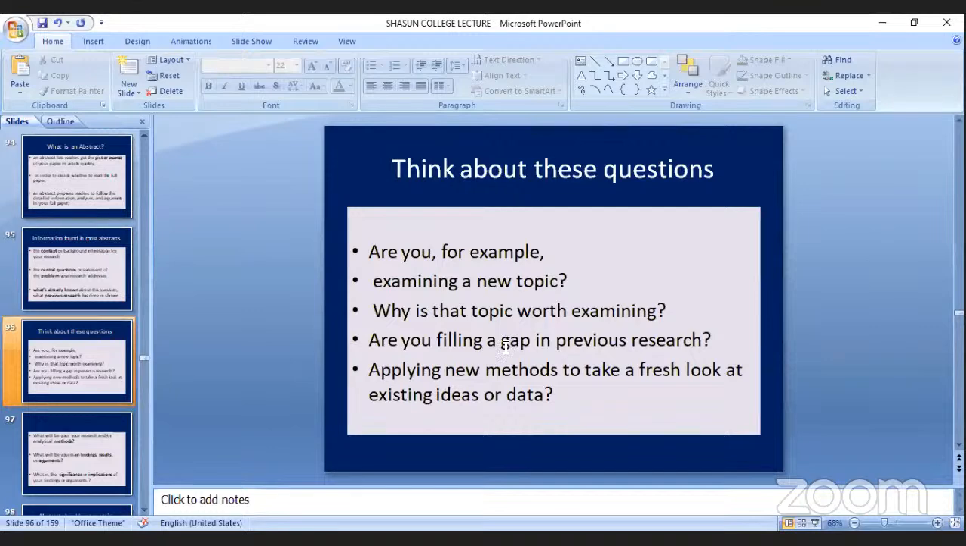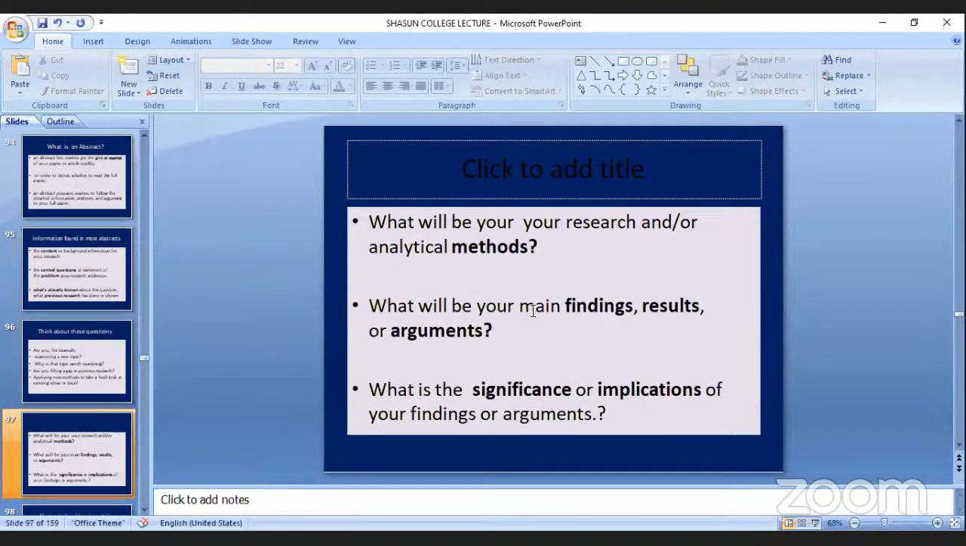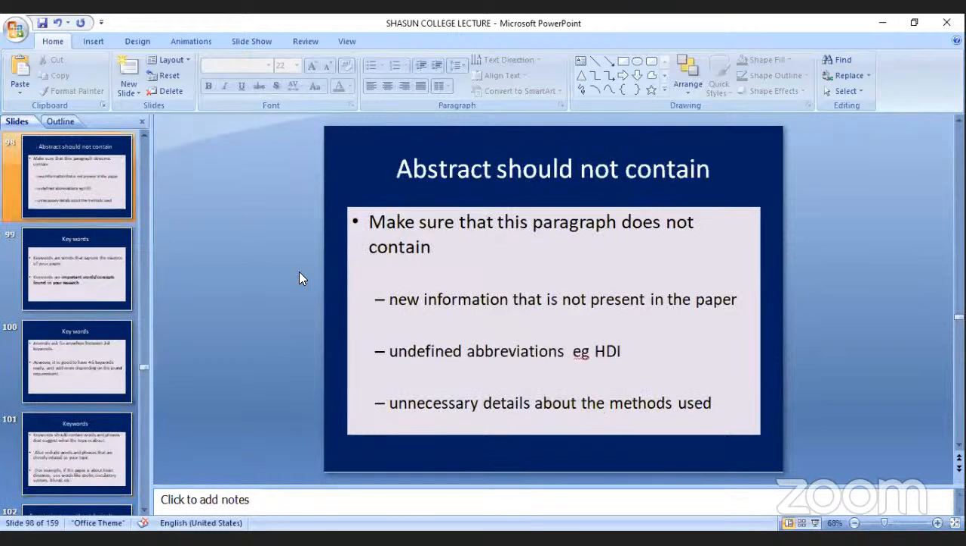So whether the topic you're taking is worth examining, worth doing, why are you doing it? Are you filling the gap of the previous research? So all this, when you write, your abstract is over. So the results you will be finding, the significance, the implications, everything should be given in your abstract. But certain things should not be there in your abstract.